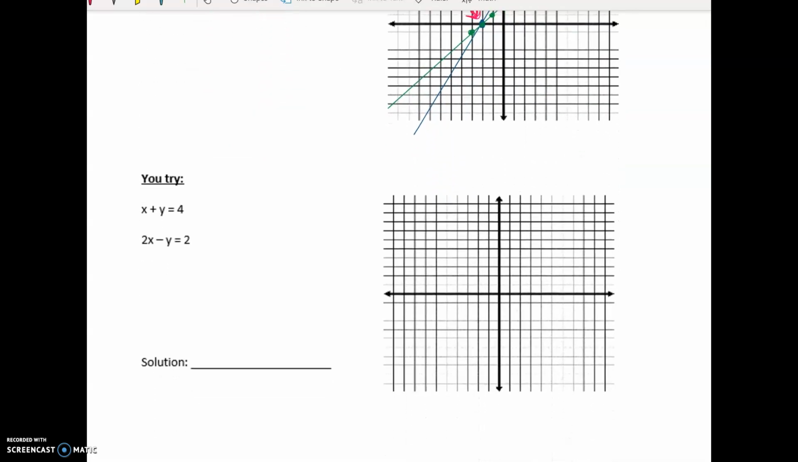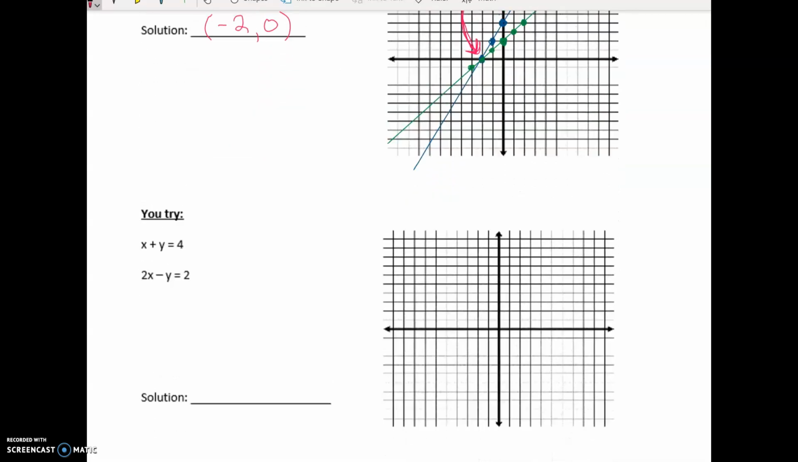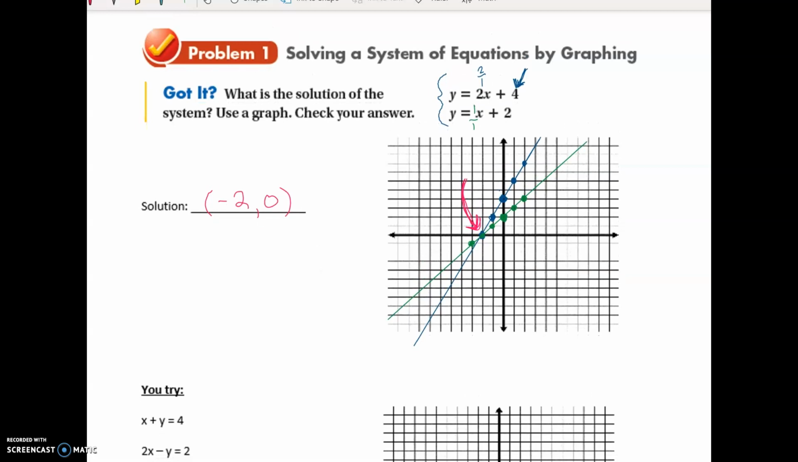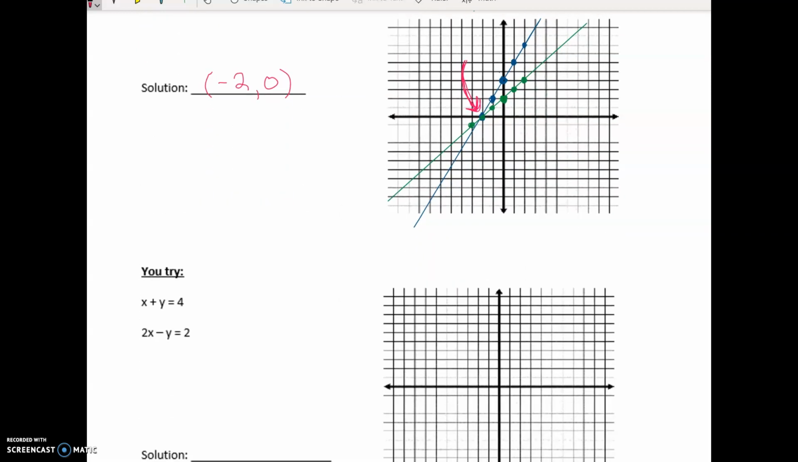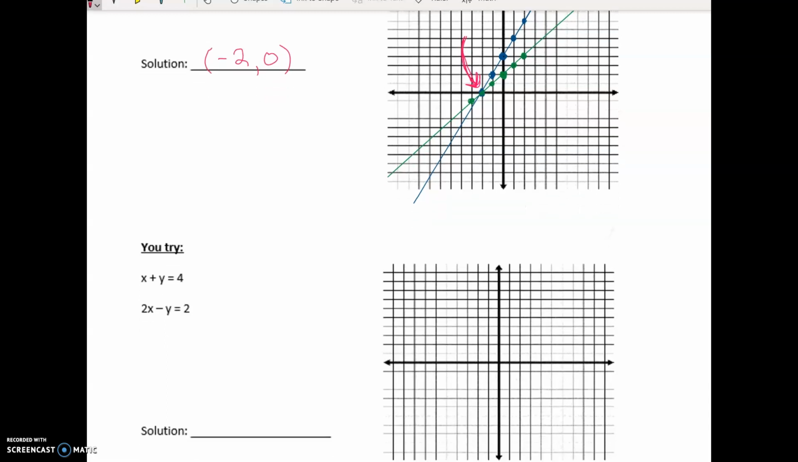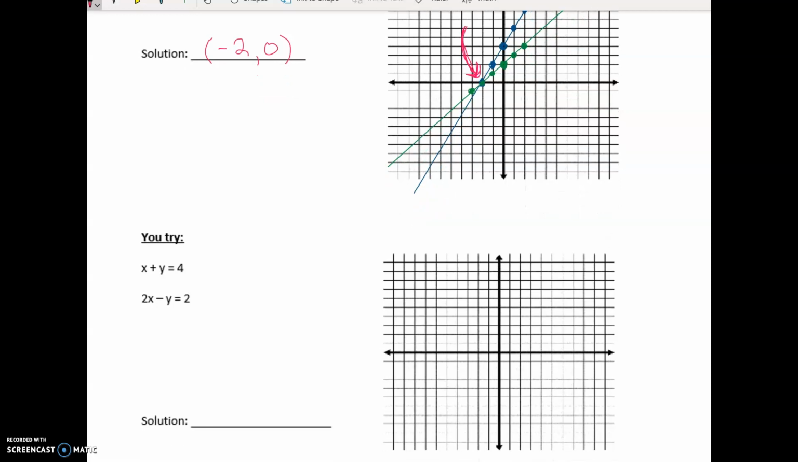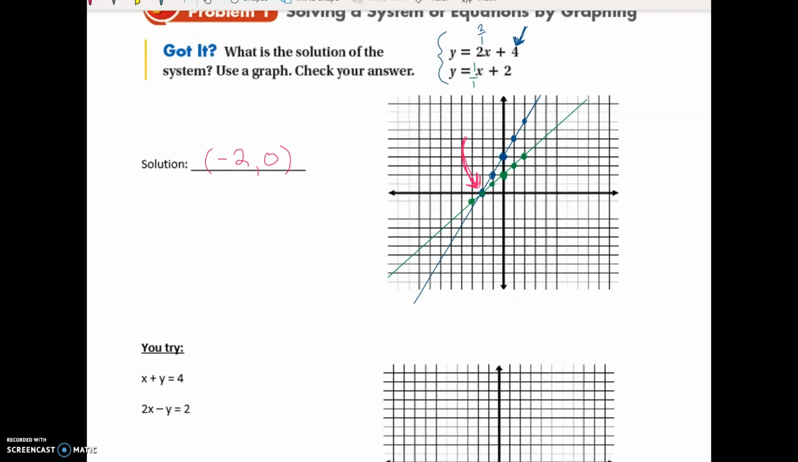Notice that it isn't set up quite as nicely as this one was. This one, they already are both solved for y. They are already in slope-intercept form. So you should be able to take each of these equations and rewrite them so that you have y by itself. And then from there, you should be able to graph using the y-intercept as your starting point, and then your slope, your rise over your run, to make a nice graph and see where they intersect.